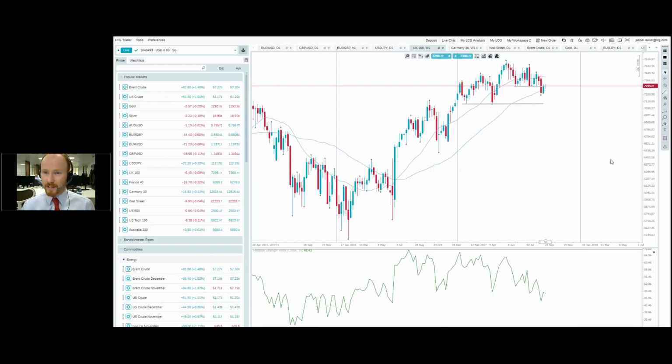Move on to indices. Starting with the FTSE. Basically, it's all about the 7300 for me. I've mentioned it in probably three week-ahead videos in a row now. What are we looking at here?